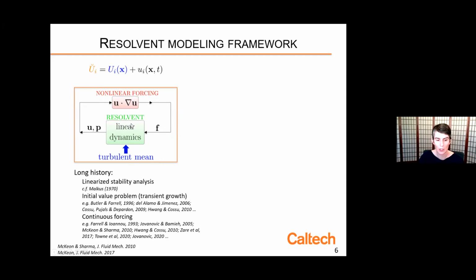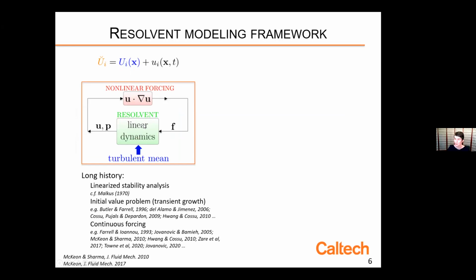So I'll try and stick to this color coding throughout the talk. The green will correspond to the linear dynamics, which are, that operator is known as the resolvent, hence the name. The red will correspond to nonlinear forcing or something on the nonlinear side, and the blue will correspond to the turbulent mean. Now, that's the particular picture that we have been focusing on since 2010.